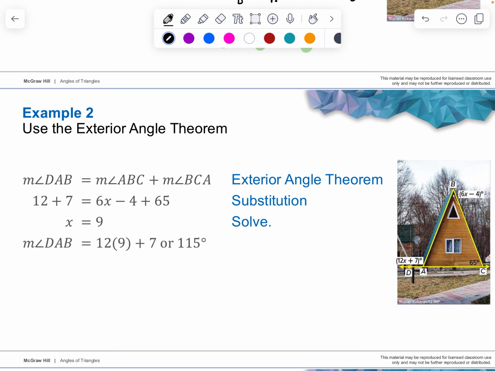So down below, you're going to fill in some blanks there that look like this. They did most of it for you. You're going to be filling in that 65. X will then equal 9 as we simplify down that problem. And they end up finding that DAB is 115 degrees when they plug X equals 9 back into DAB.